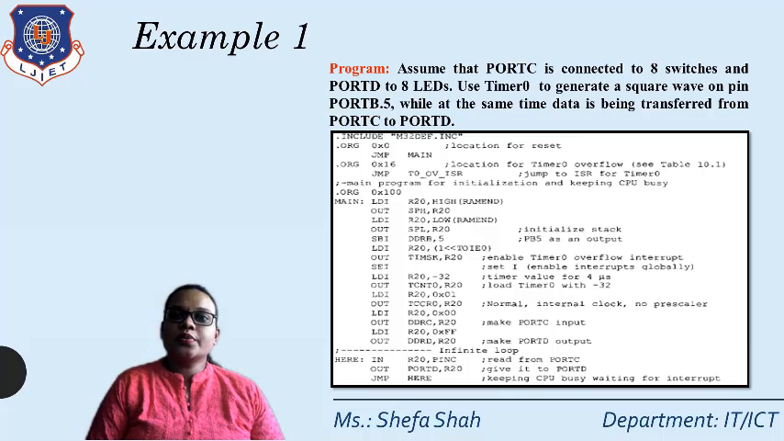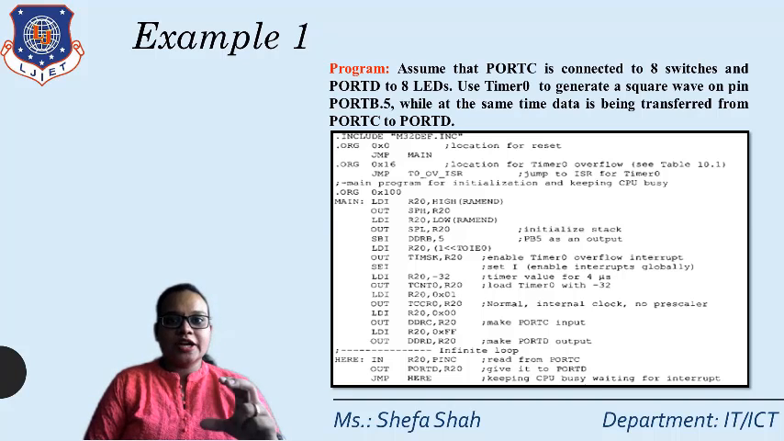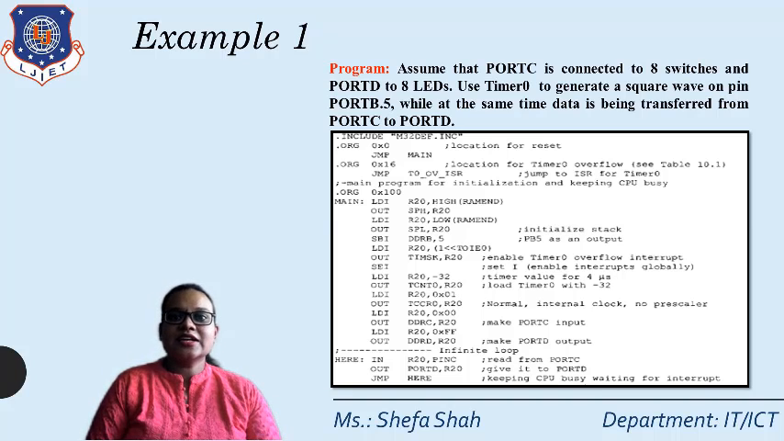That means port C has 8 switches, so port C will work as an input, and port D is connected with the 8 LEDs. Based on the switches pressed on port C, the output should be displayed on port D, which is on the LEDs, so port D is our output. The second task is PB5, port B fifth bit, where we need to generate a square wave, and we need to use timer 0 for the interrupt. Now let's see the solution.